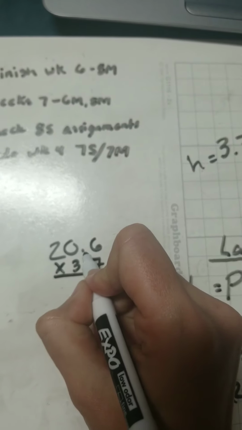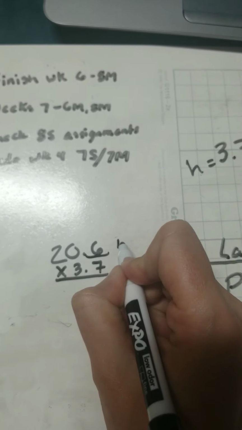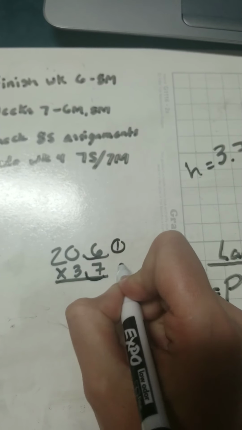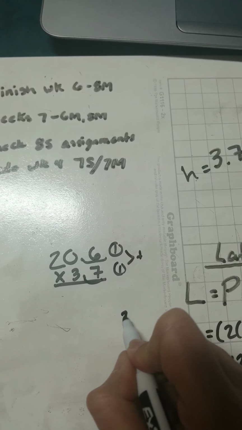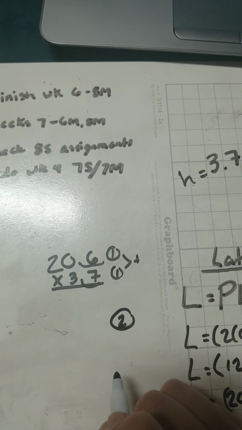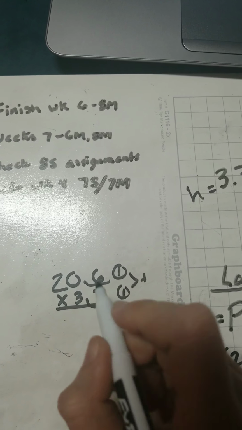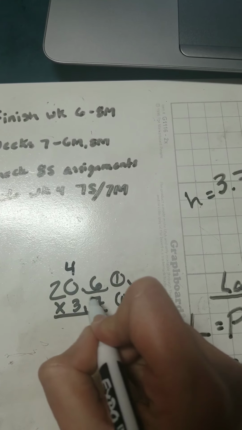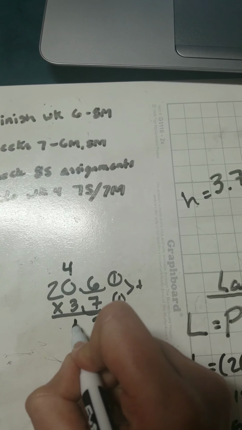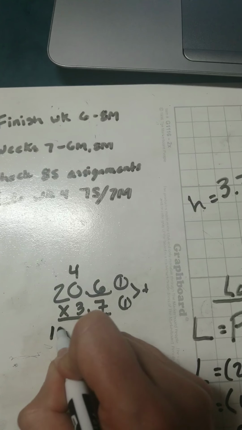So I'm going to take out my decimal places first. So there's 1 decimal place here and 1 decimal place here. So there's a total of 2 decimal places. So my answer has to have 2 decimal places in it. 6 times 7 is 42. So I put down a 2 and carry a 4. 7 times 0 is 0 plus 4 is 4. 7 times 2 is 14.